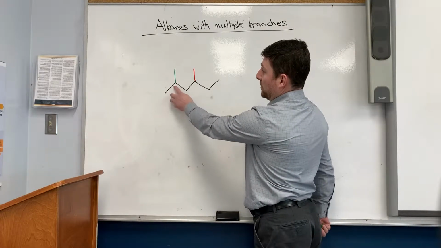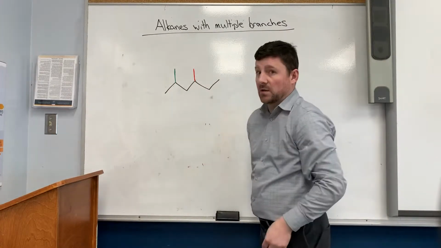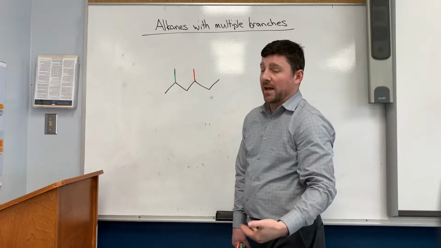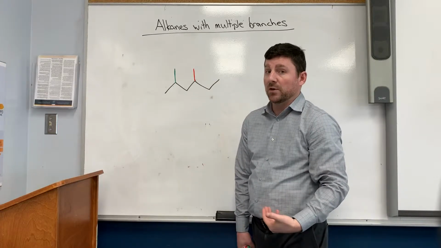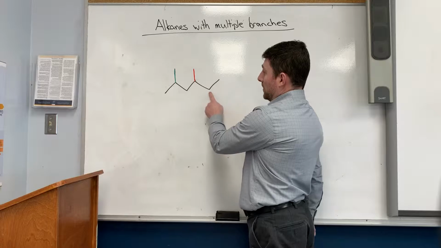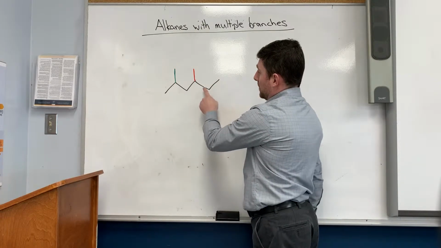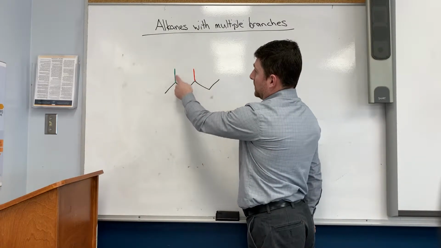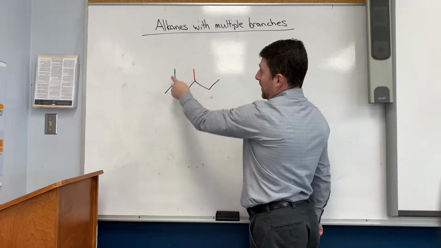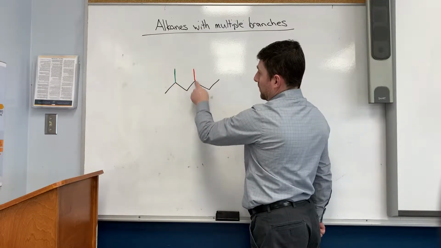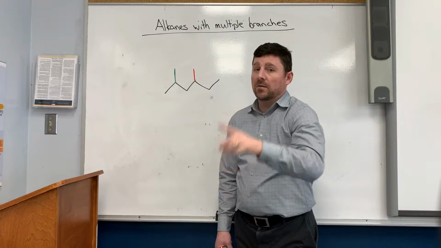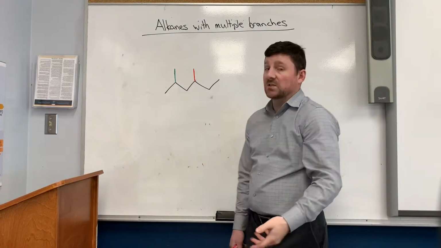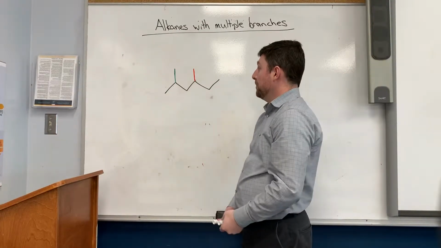This chain is 1, 2, 3, 4, 5, 6 carbons long. So I want to make sure that there aren't any other options that are longer than 6 carbons. So if I go 1, 2, 3, 4, 1, 2, 3, 4, 5, 6, 1, 2, 3, 4, 5, no matter which path I take, 6 is the longest length that I'm going to get.